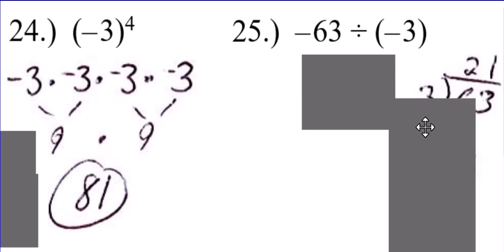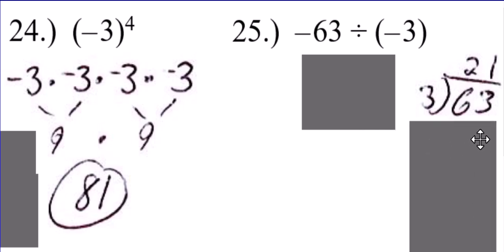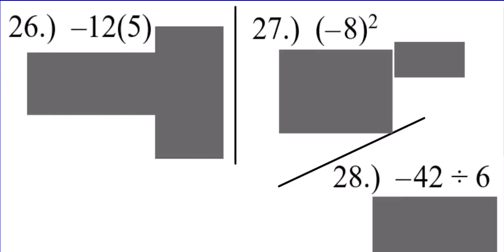Problem number 25, you might have done some long division off to the side. You could kind of do this short division. 6 goes into 3 2 times. Did I say 6 goes into 3? I meant to say 3 goes into 6 2 times and 3 goes into 3 1 time. And that's going to stay positive because it was a negative divided by a negative. Problem number 26.